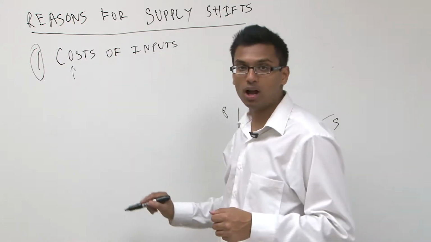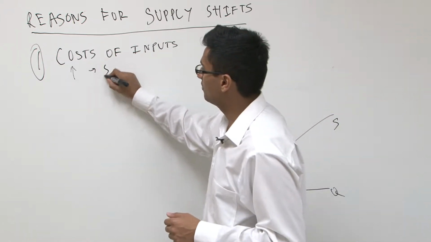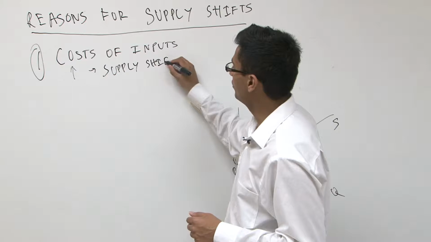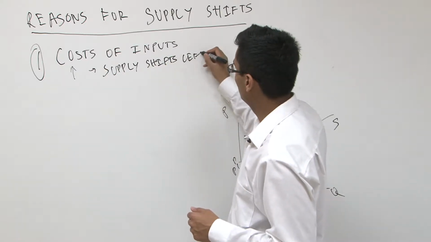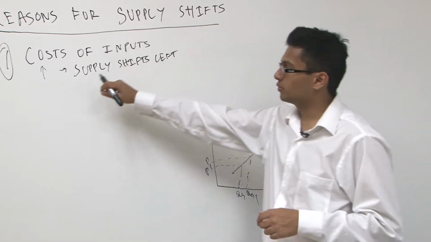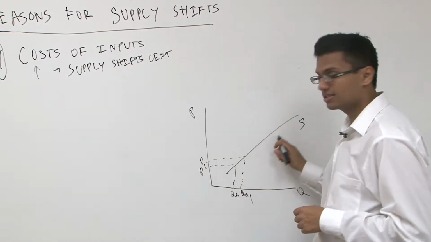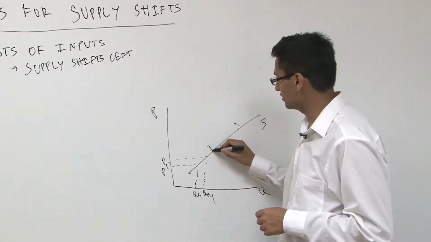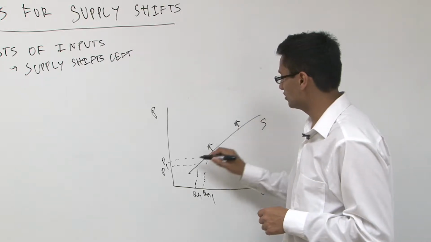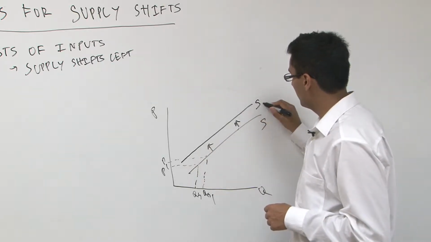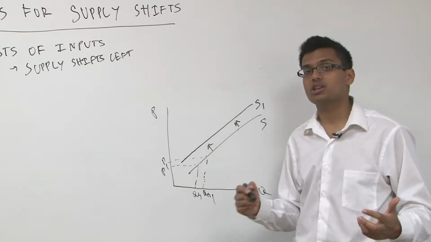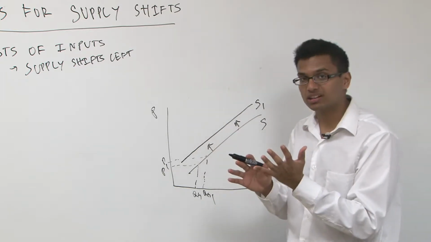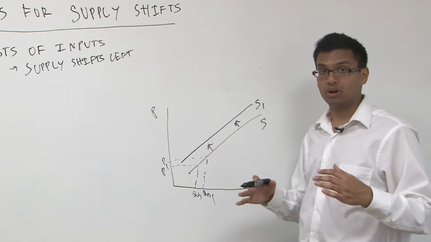So if the cost of inputs goes up, your supply shifts left, or decreases. I'm going to show these two arrows and a new supply line. And remember, guys, if it's a demand shift or a supply shift, it always has to be parallel to the line. Never perpendicular or any other way.